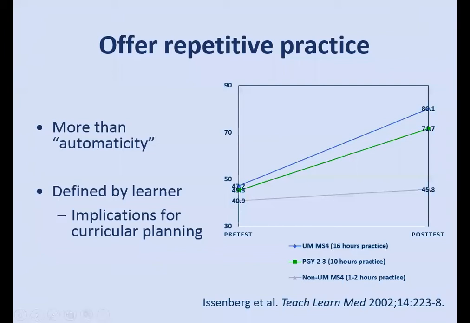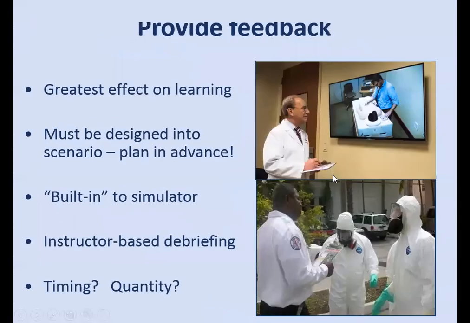And another important thing that came out, if you notice, there was a trend, although it wasn't statistically significantly different, toward fourth-year medical students actually outperforming senior residents. The residents actually have more clinical experience, but the students had focused repetitive practice. The medical students on average practiced for 16 hours versus the residents, who only had 10 hours of practice. They almost performed better than the residents. So it shows that the amount of practice is a very important factor leading to learning outcomes.